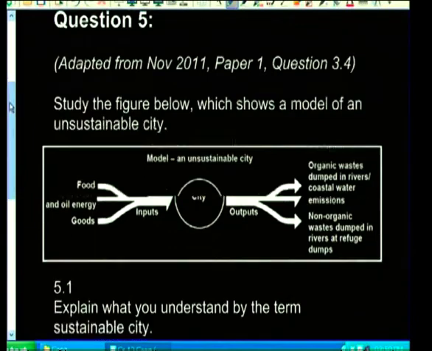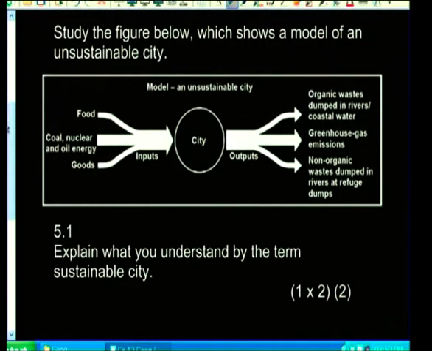Okay, that brings us to question 5, which is our last question for this section on settlement. If we look at question 5, it says, study the figure below, which shows a model of an unsustainable city. You are going to find in the final exams that they're going to focus a lot on the sustainability of a city because it is the way the world is working. So we have a model of an unsustainable city.